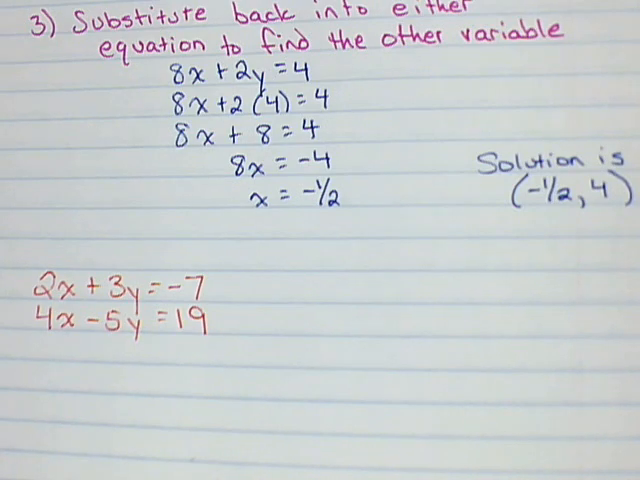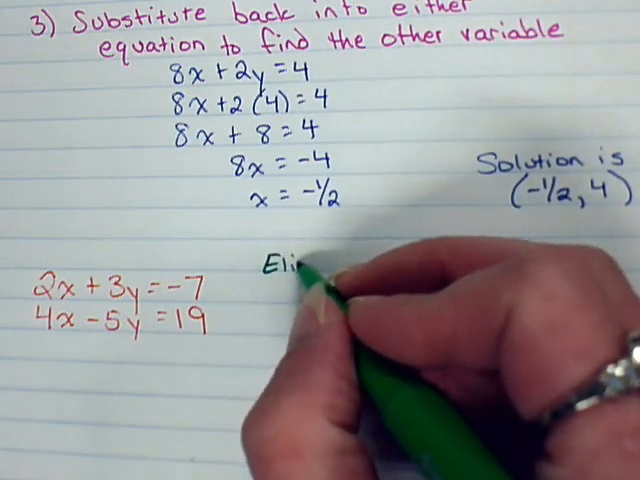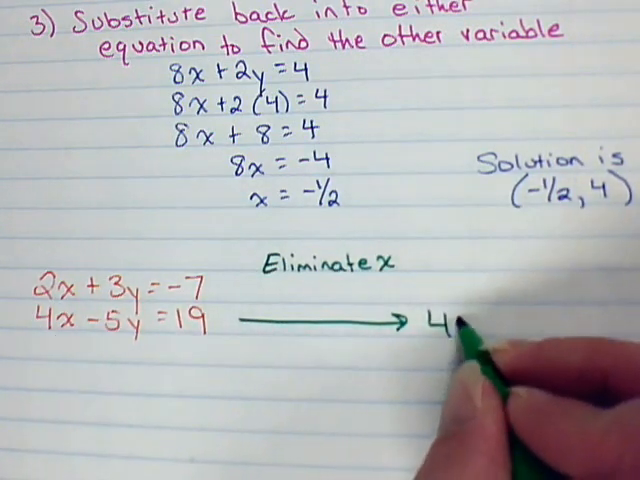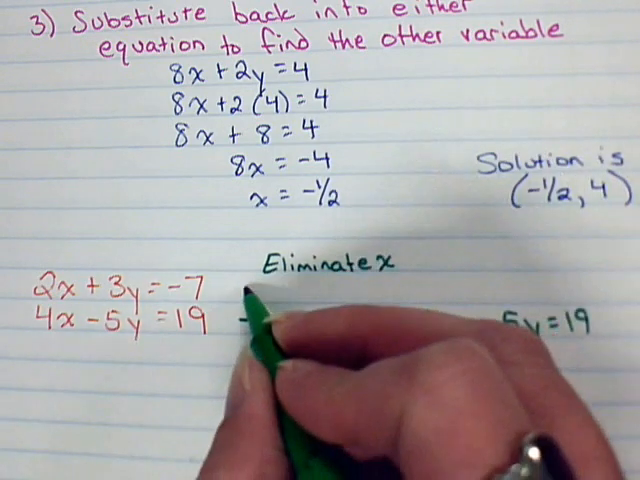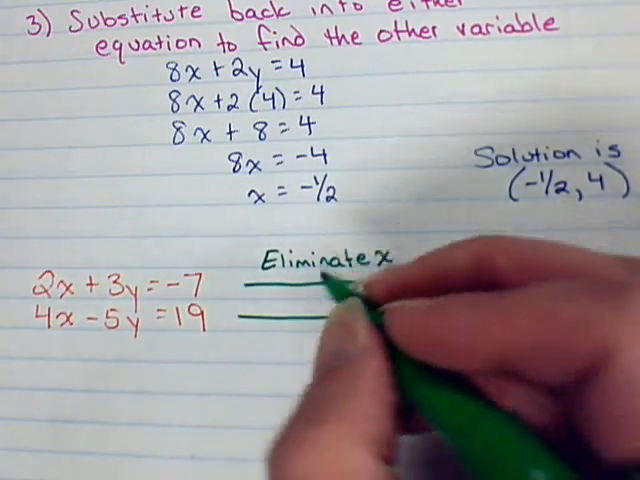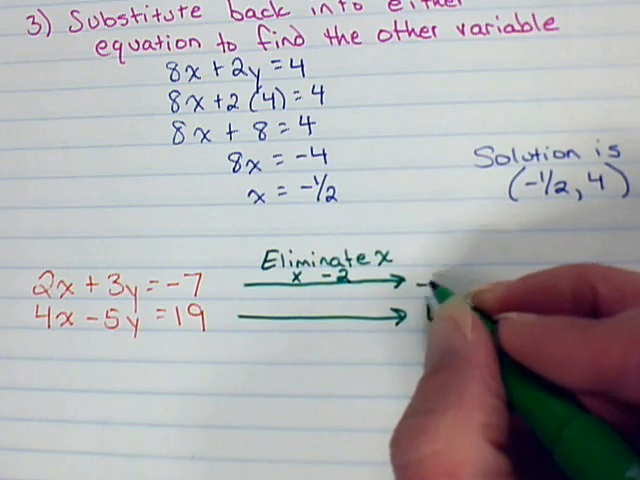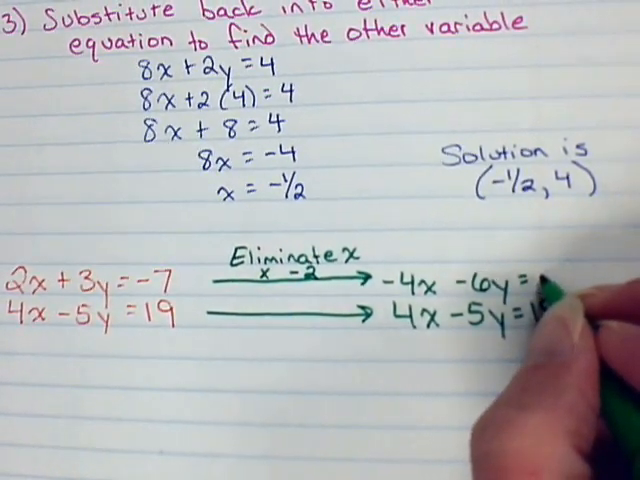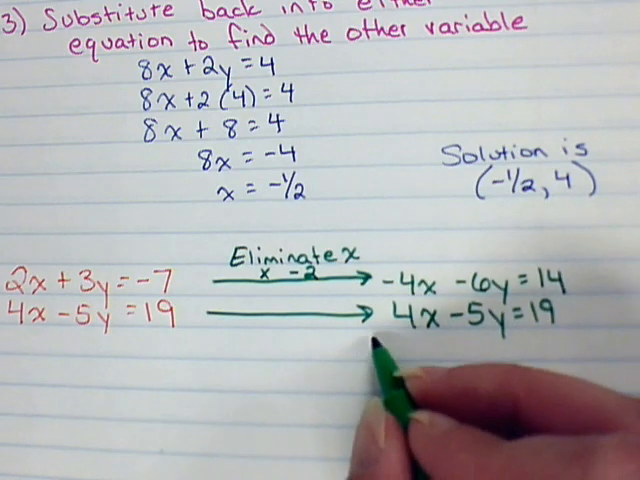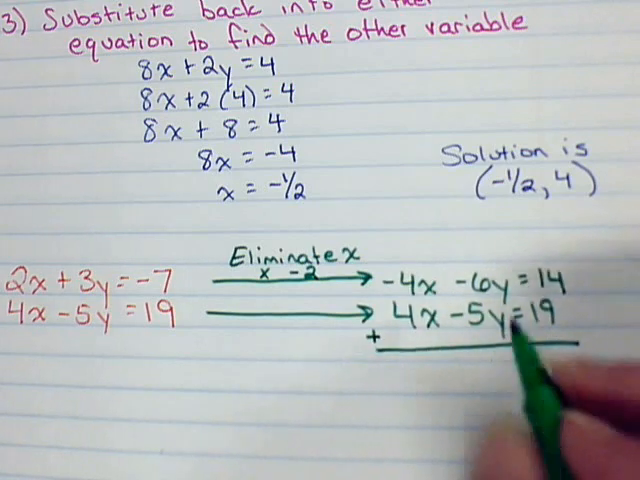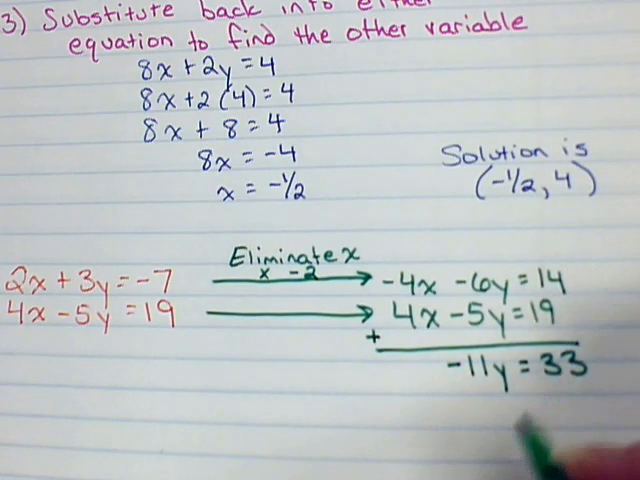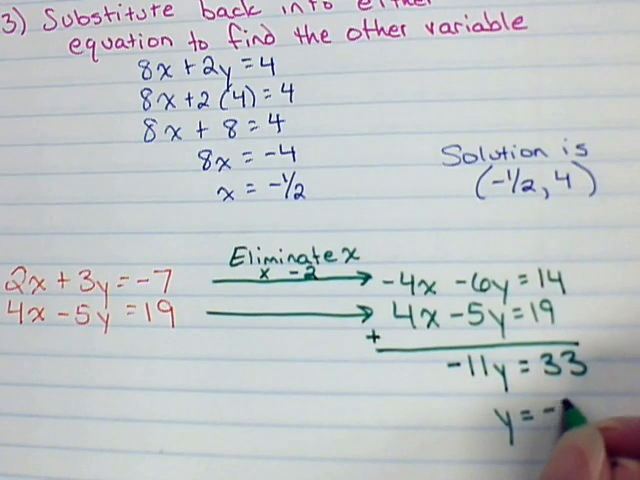Either one is going to take a little bit of work. I'm leaning toward the x's on this one. So my plan is to eliminate x. Now to do that, since this one's a 4x, I need to multiply by this one in a way that would give me a negative 4x. So I'm going to multiply by negative 2. I get negative 4x, then that'd be a negative 6y. Negative 2 times negative 7 is going to give me a 14. And we add these two together. Good, they did eliminate. I get negative 11y equals 33. Divide by negative 11. I get y equals negative 3.